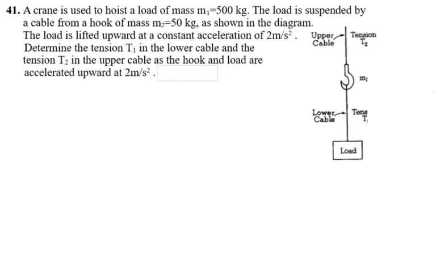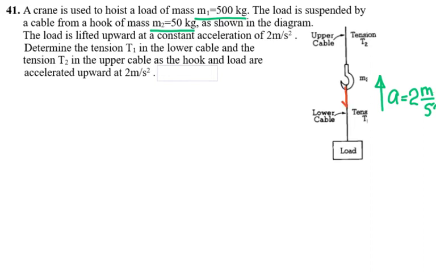So a crane is used to hoist a load of mass, and the mass is given, 500 kilograms. And the load is suspended by a cable from a hook whose mass is 50 kilograms. As shown in the diagram, the load is lifted upward at a constant acceleration of 2 meters per second squared. So there is acceleration at 2 meters per second squared. And determine the tension T1. So this one is T1.